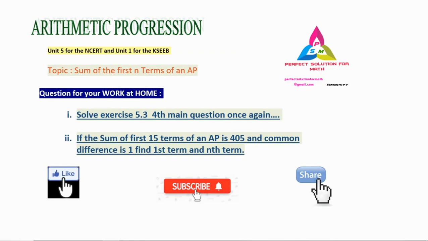Coming to the last, that is the most important part, the questions for your work at home. Here are the two questions. Solve exercise 5.3, fourth main question once again. And the second question is, if the sum of first 15 terms of an AP is 405 and the common difference is 1, find the first term and the nth term. These are the two questions you have to solve.